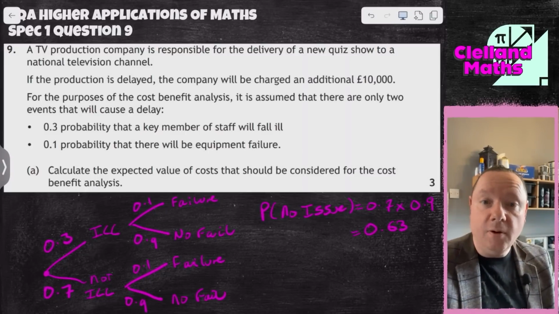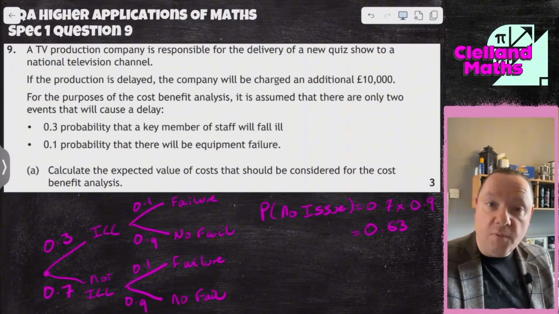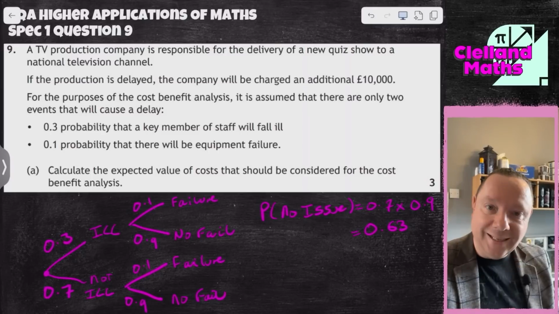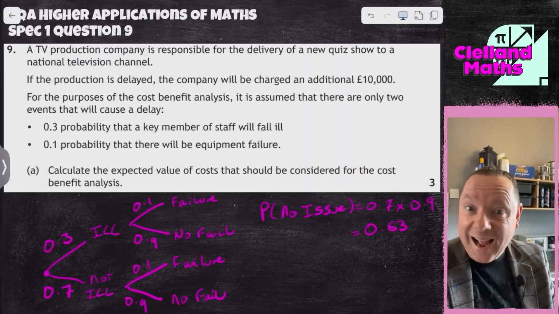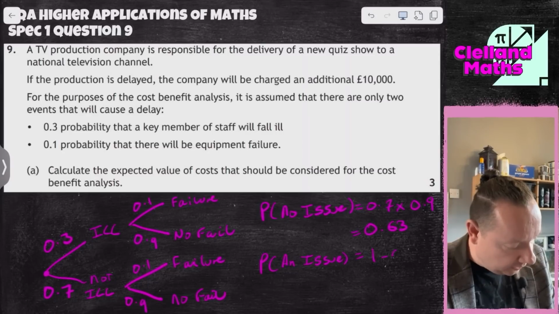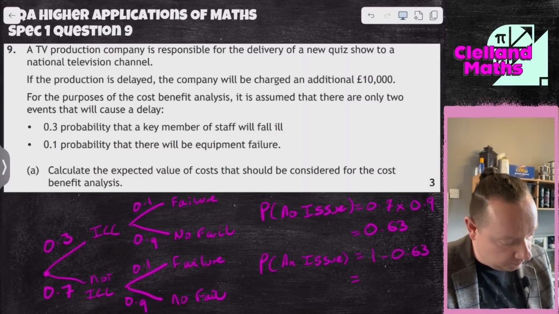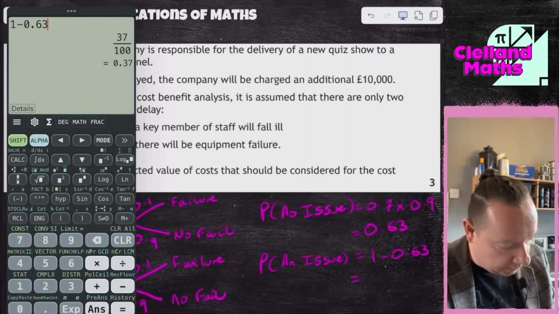So that means that the probability of at least one thing happening, either being ill or equipment failure or both, is just 1 minus that answer because it has to add up to 1. You're either going to have no issue or you're going to have an issue. So the probability of an issue, at least 1, is 1 minus 0.63. And you can use a calculator to work that out to get 0.37.